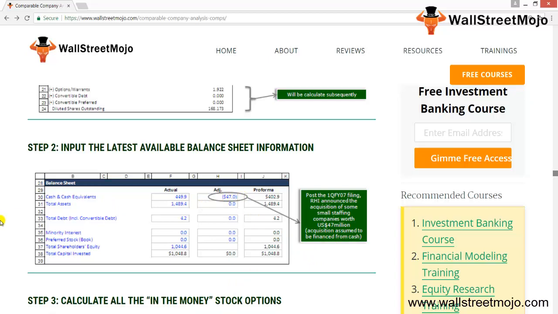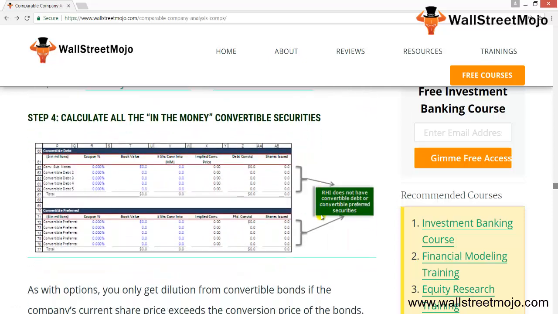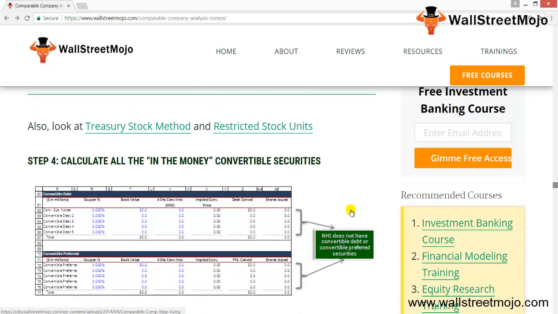Now, step 3, calculate the in-the-money stock options. Over here, all the details of the stock options will be given. Here there is a little bit of dilution, which will have a dilutive effect on the common outstanding shares. Now step 4, calculate the in-the-money convertible securities. RHI does not have any convertible debt or convertible preferred security, as you can see from the data.